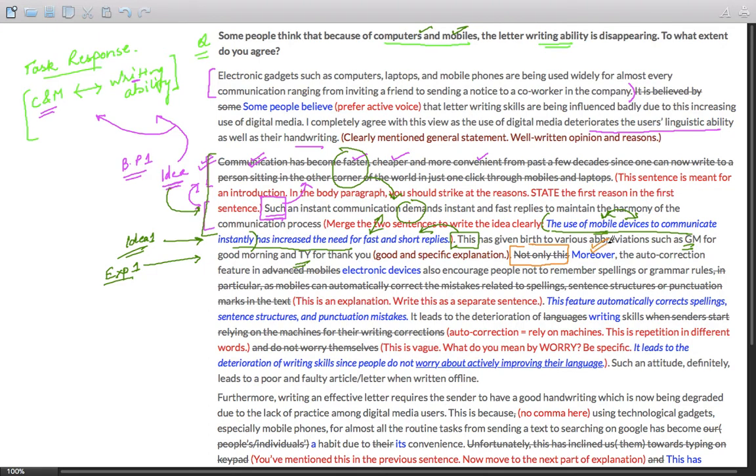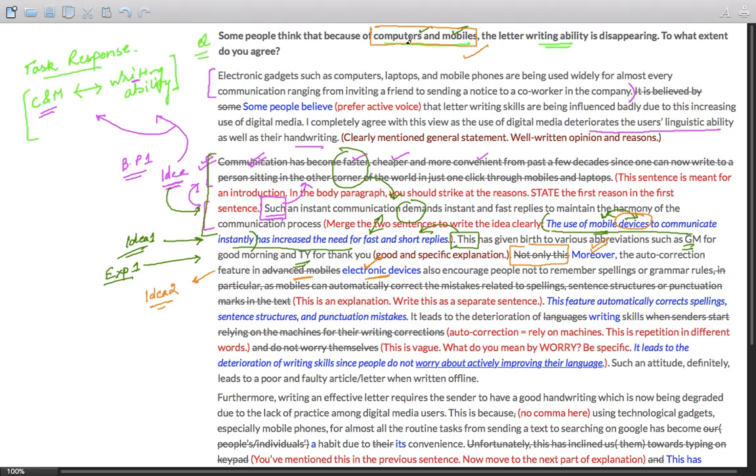However, moreover is a better connecting device. So moreover shows that this is idea number 2. Moreover, the autocorrection feature in advanced mobiles, or instead of just saying advanced mobiles, electronic devices. Now, this is again the difference between a low band essay and a high band essay. A high band essay uses words that clearly communicate the meaning. So computers and mobiles, they are basically electronic devices. They are devices as used over here. So what are the devices?